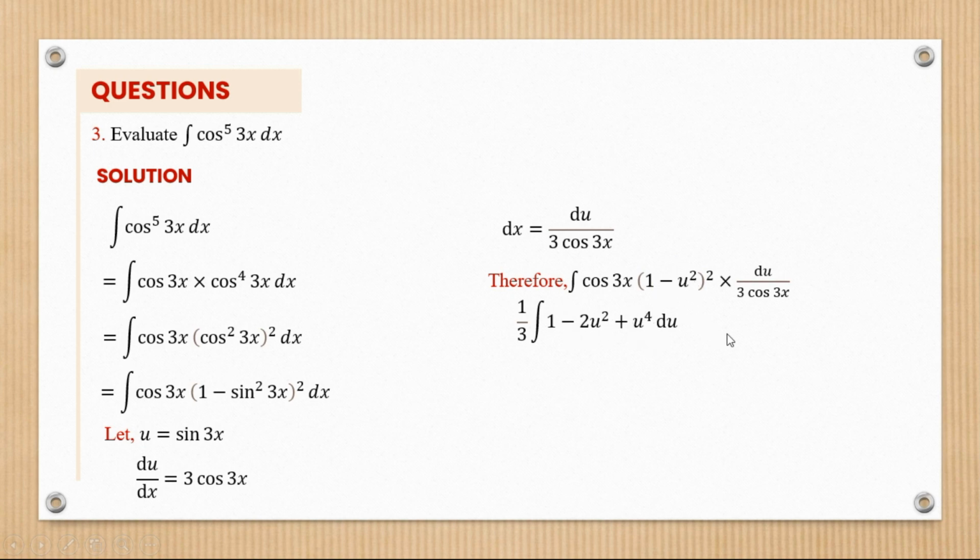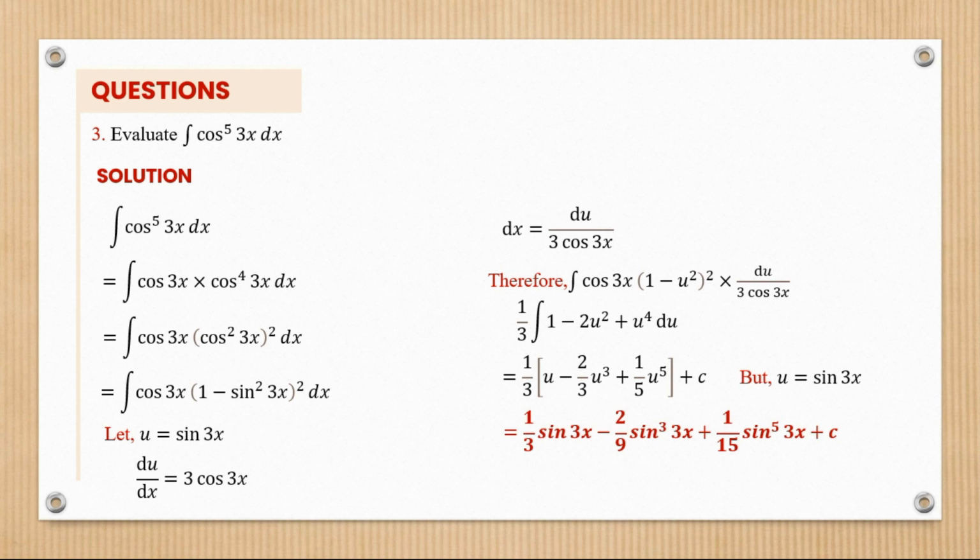So now when you integrate that, for 1 we'll have u, and then for this we'll have 2 over 3 u cubed, then for this we'll have 1 over 5 u to the power 5. But remember that u is actually equal to sine 3x. So that's what you have to remember. Then multiply the third back in, and after substituting, wherever there is a u, put sine 3x. So we'll have a third sine 3x minus 2 over 9 sine cubed 3x plus 1 over 15 sine to the power 5 of 3x plus c. And it's as simple as that.